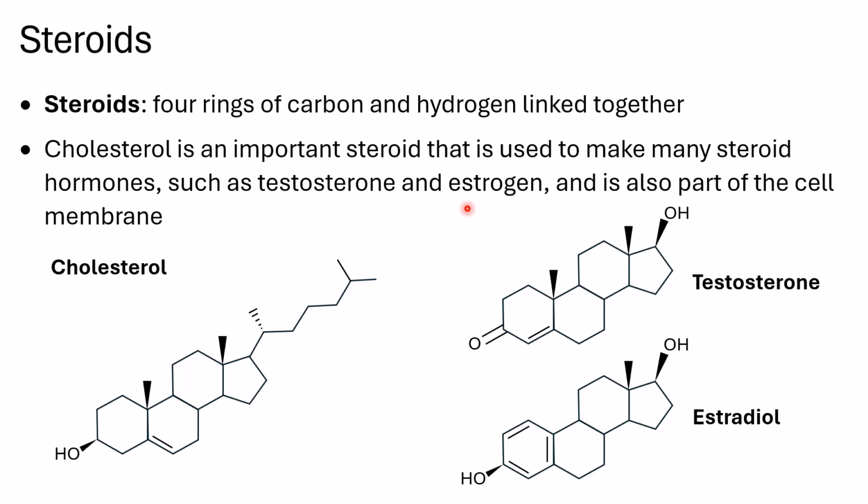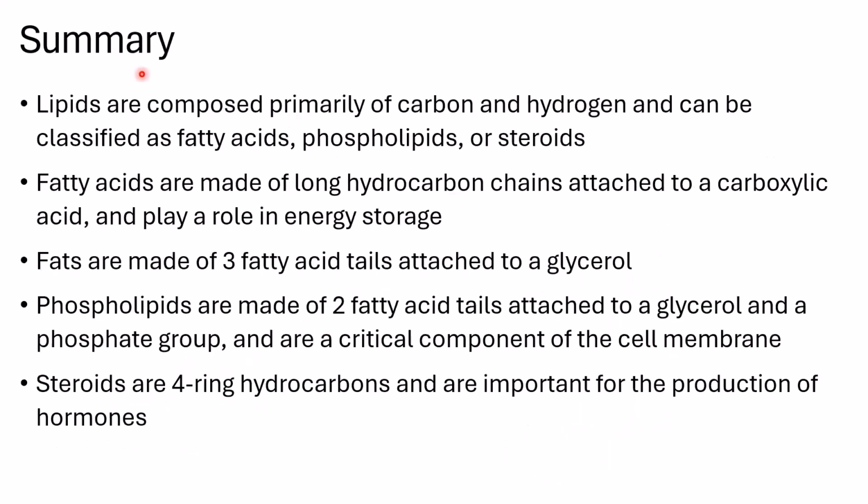In this video, we learned that lipids are composed primarily of hydrocarbon chains, and we classified them into 3 groups: fatty acids, phospholipids, and steroids. Fatty acids have long hydrocarbon chains that are attached to a carboxylic acid and are important for energy storage. Fats are made of 3 fatty acid tails attached to a glycerol. Phospholipids are made of 2 fatty acid tails attached to a glycerol and a phosphate group, and make up the majority of the cell membrane. Steroids are hydrocarbon chains that are shaped into 4 rings and are important for the production of some hormones.